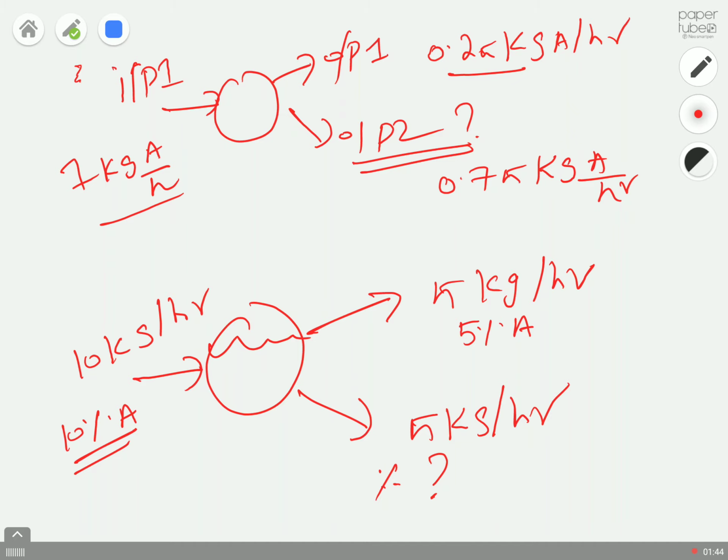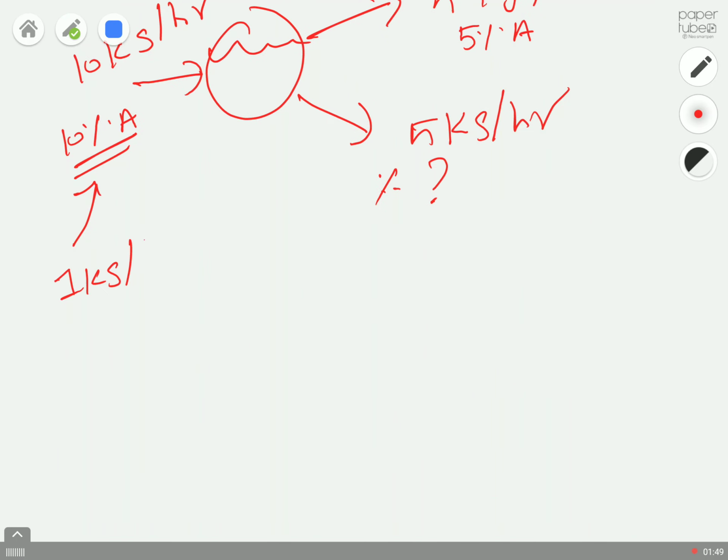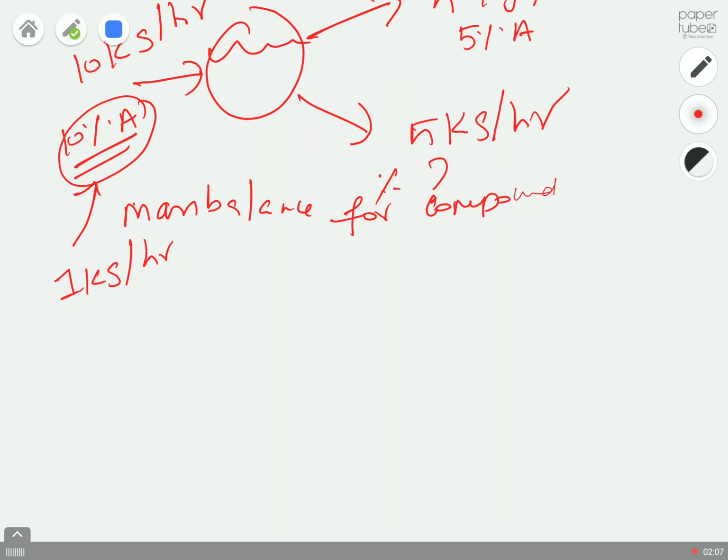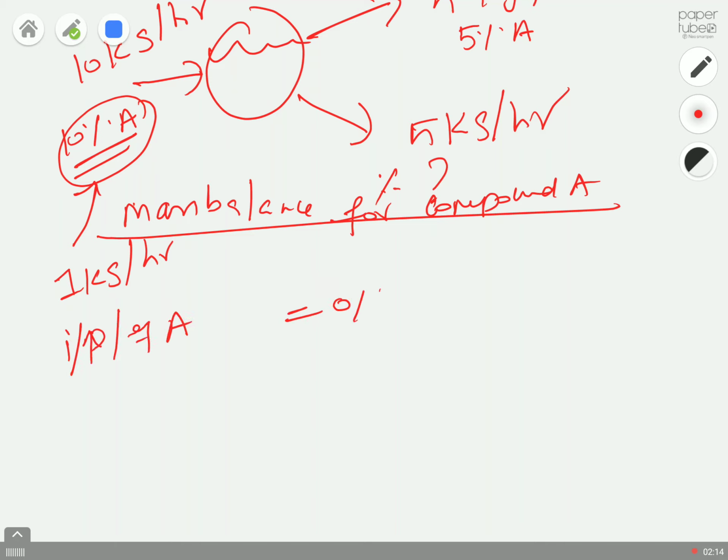So 10% of 10 kg per hour is 1 kilogram per hour. This is for, so we are performing a mass balance for component A. So how much mass of A goes in, that should be the mass of A that comes out. So we are performing a mass balance for compound A. So the input of A should be equal to the output of A.